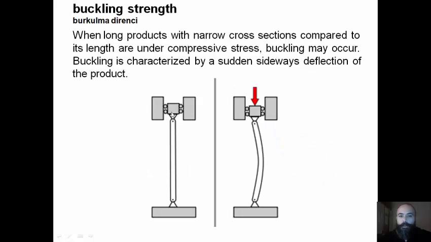When long products with narrow cross-sections compared to their length are under compressive stress, buckling may occur. Buckling is characterized by a sudden sideways deflection of the product.